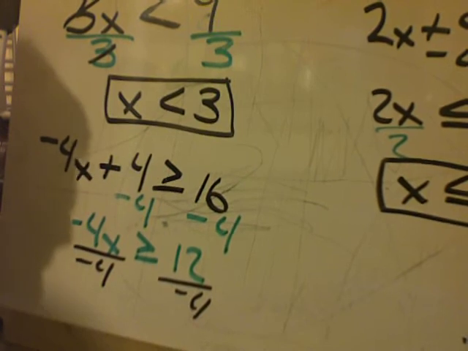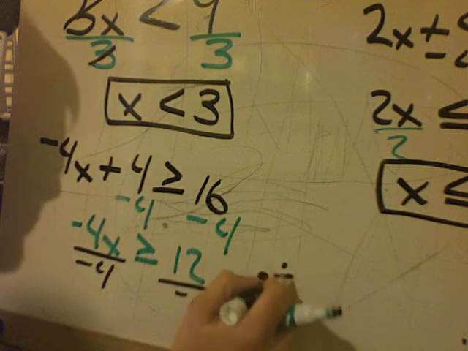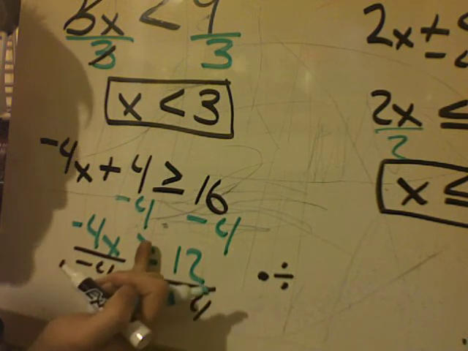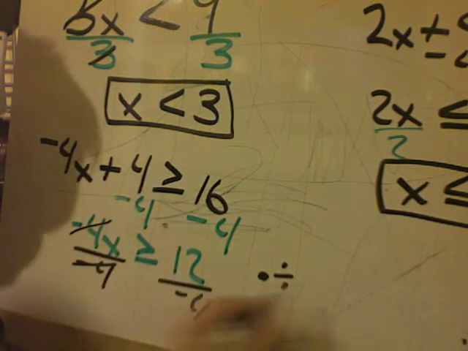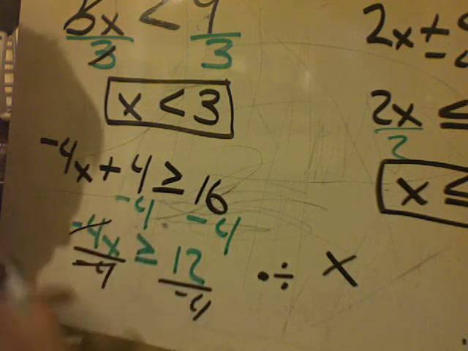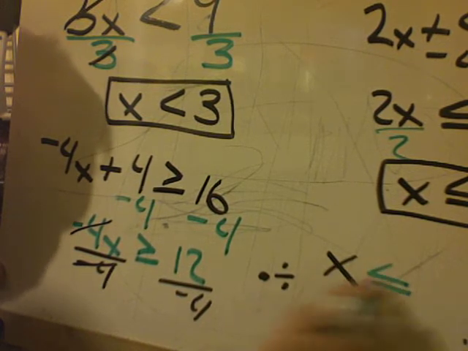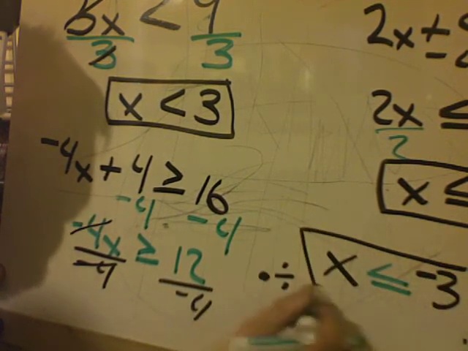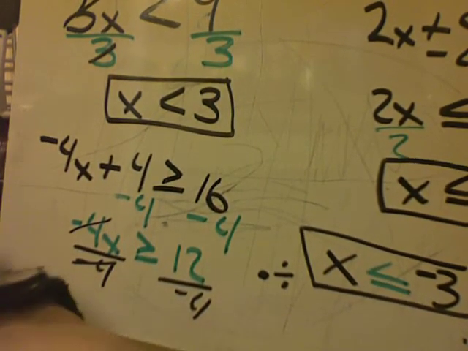Now here's where this whole thing gets tricky. Whenever you multiply or divide an inequality by a negative, the inequality flips. So over here, the negative 4 cancels. I've got x, still got an x, but this inequality turns around. So no longer is it greater than or equal to, it becomes less than or equal to. And 12 divided by negative 4 would be a negative 3. So x needs to be less than or equal to negative 3.